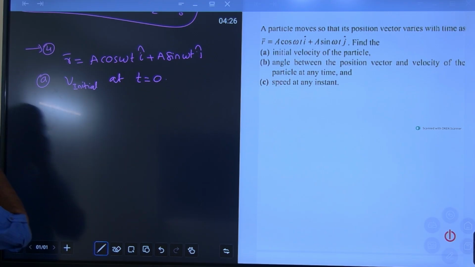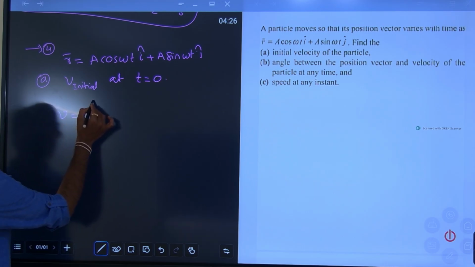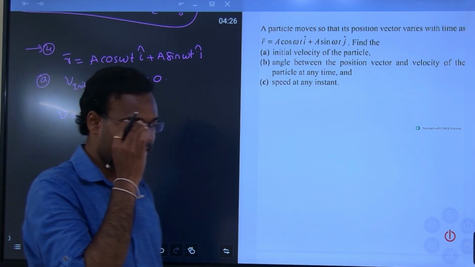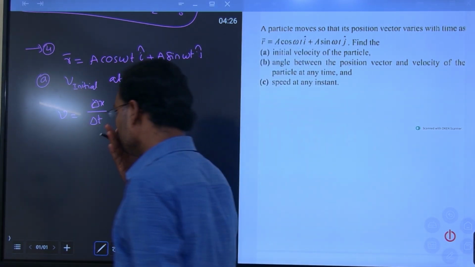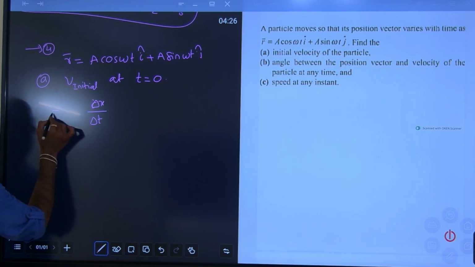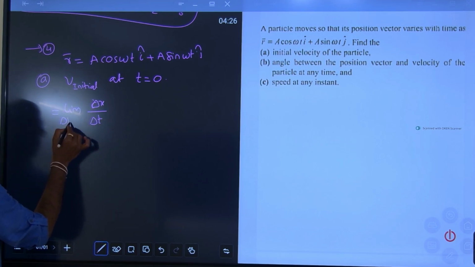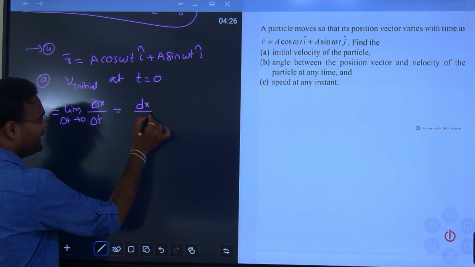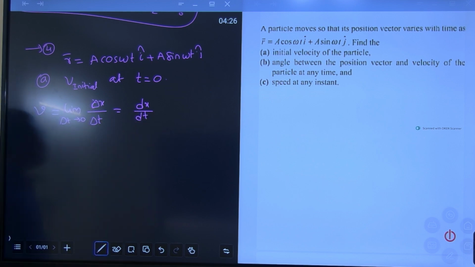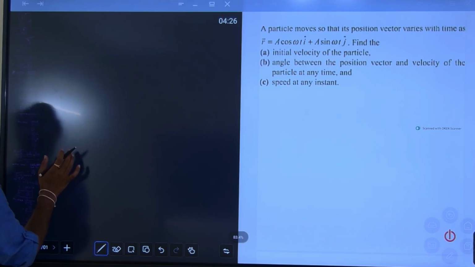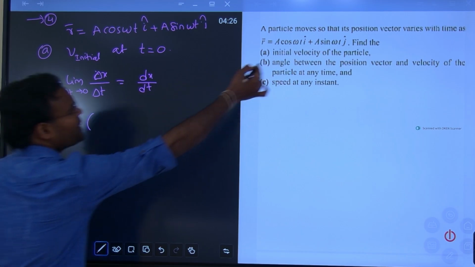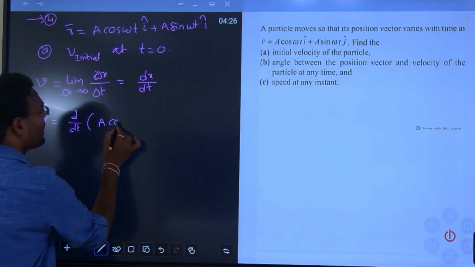Now, velocity is equal to change in position by change in time. We have seen that as change in position by change in time, if it takes place over an infinitesimally small time, we can write it in terms of a derivative as dx by dt.